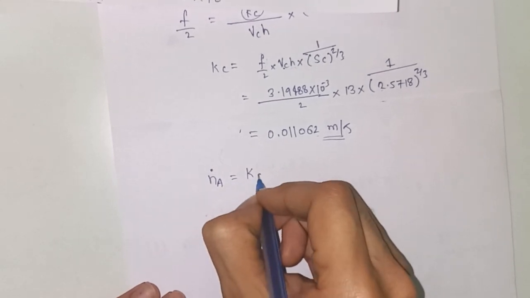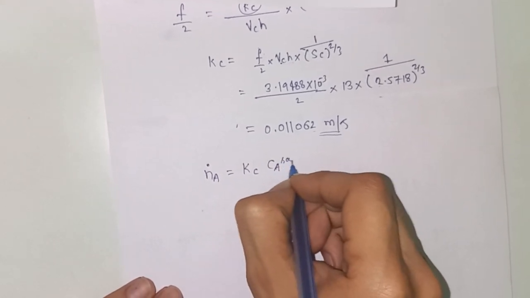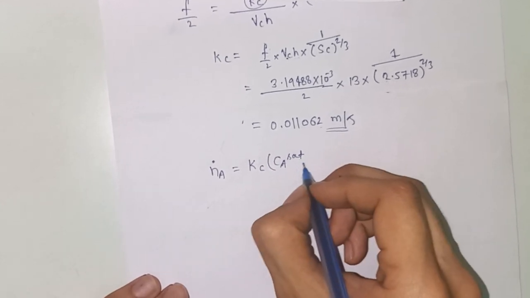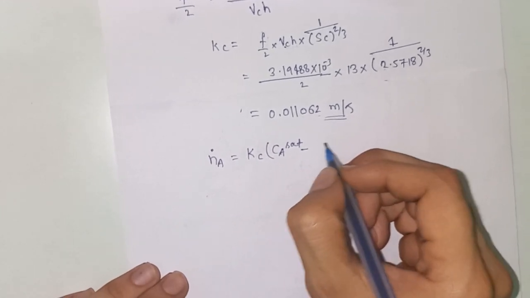Now we have to just calculate the value of the molar flux. We need to just multiply this Kc by the saturation concentration, and we know that here it comes as a concentration gradient.